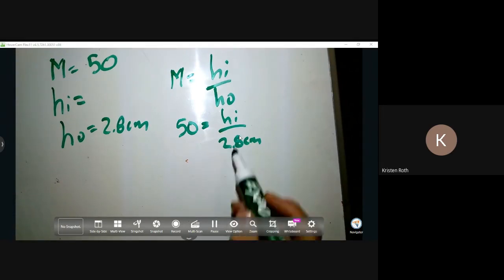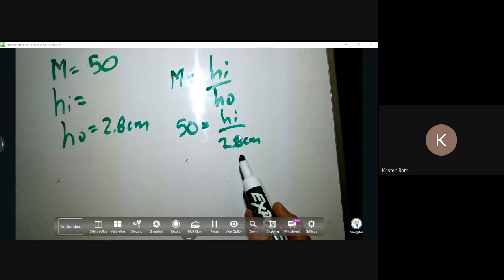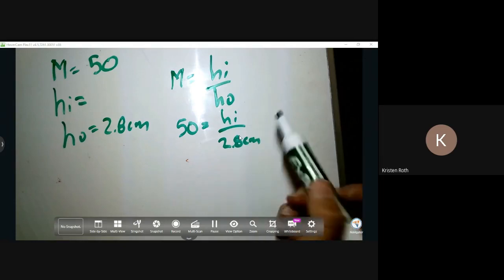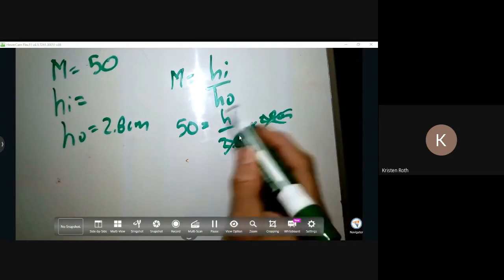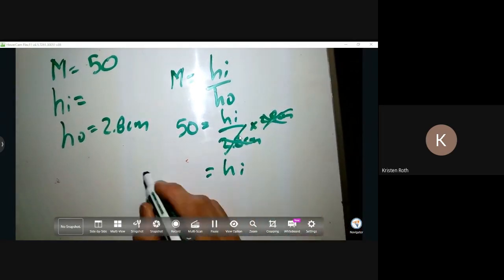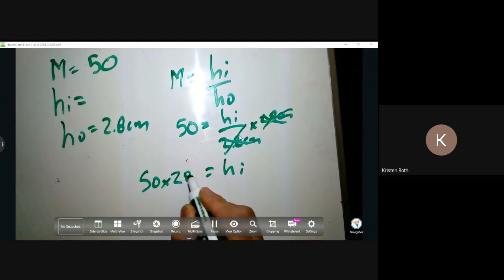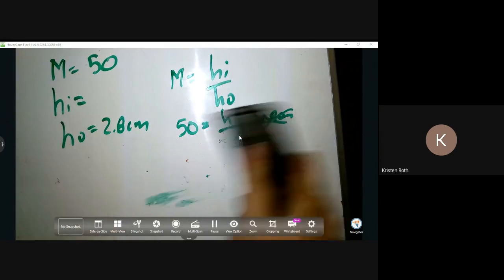Okay, so we need to isolate for h_i. We need to get the 2.8 centimeters out of there. So remember, opposite operations. Since it's division, we have to multiply by 2.8 centimeters to get it out. But whatever you do to one side, you have to do to the other. And then that's how you get your answer. It should be 140 centimeters. Okay, done. All right, let's go to the next one.